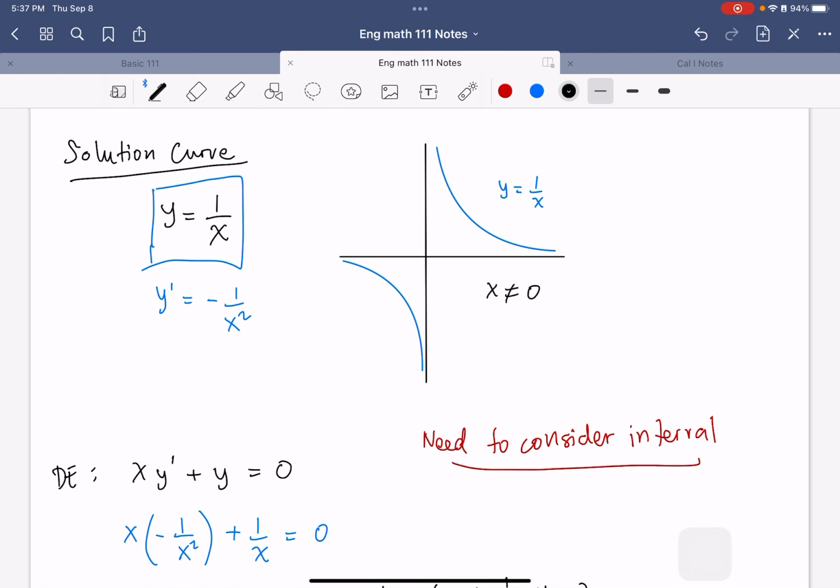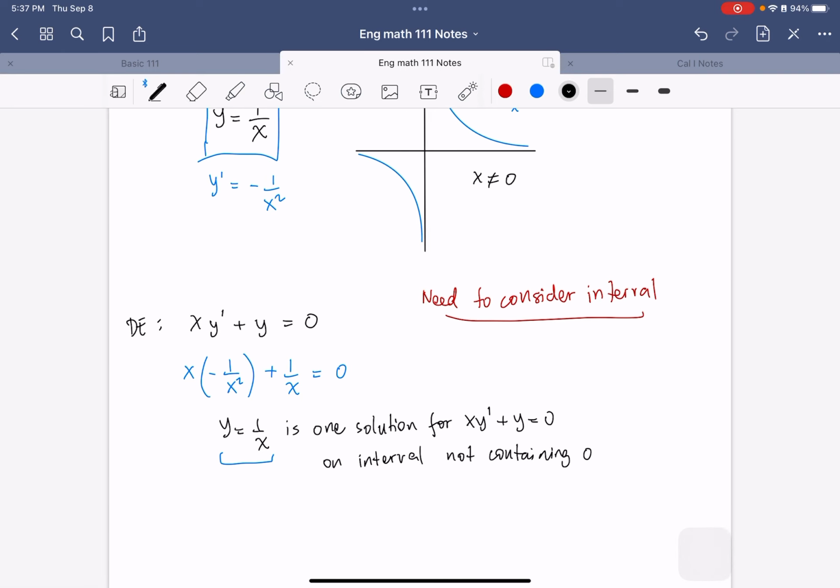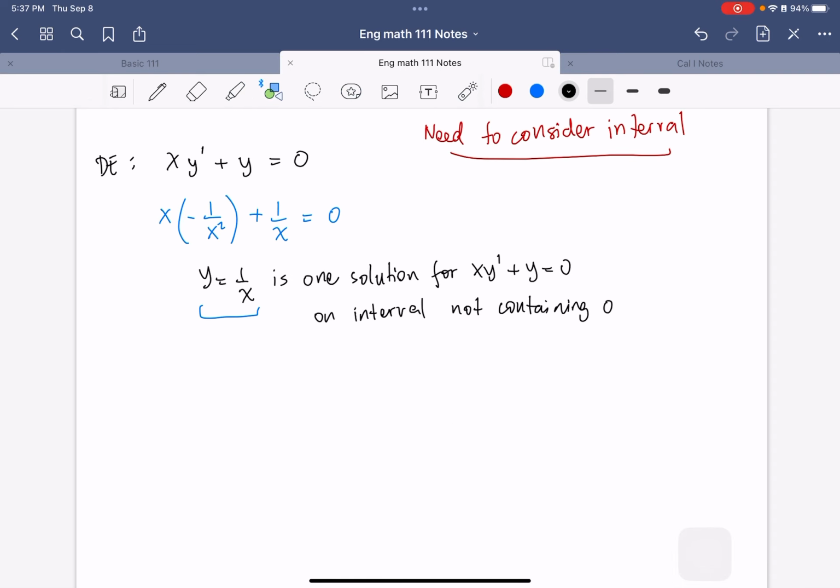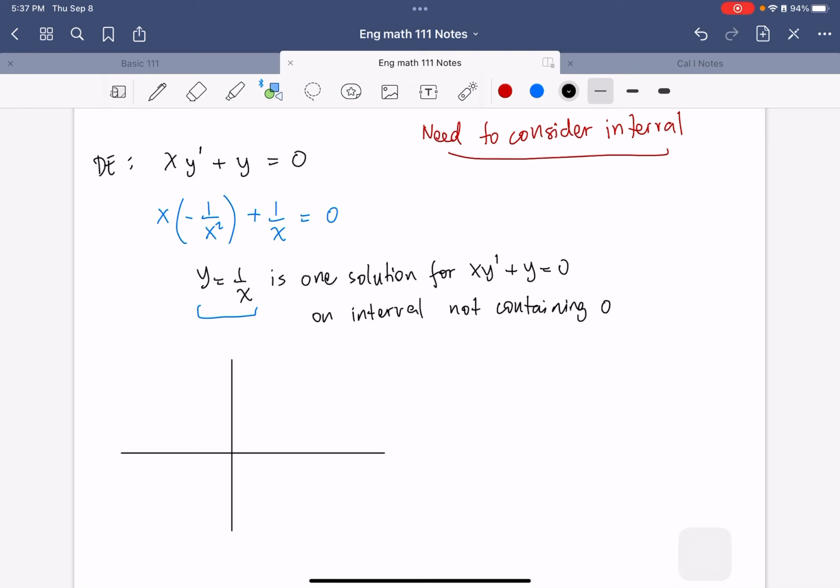Okay. The first one, we take only the positive part. This is the same 1 over x, but this is on the interval from 0 to infinity. So we call this a solution y equals 1 over x. Okay.